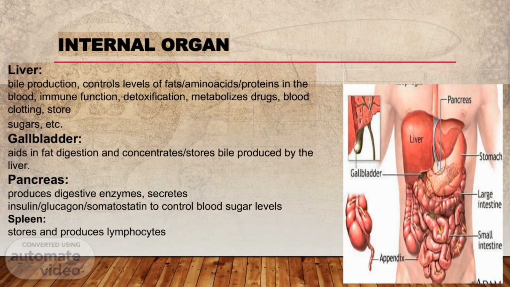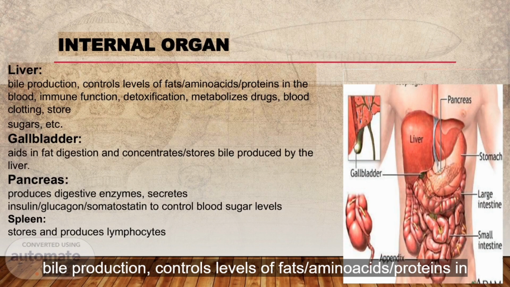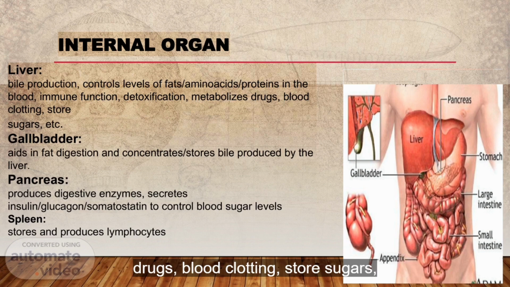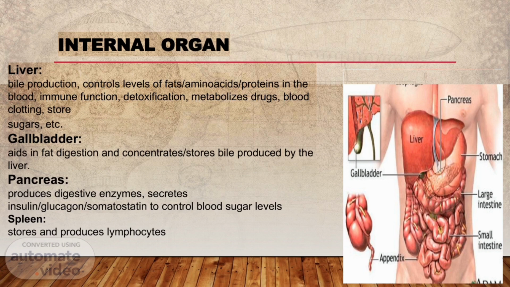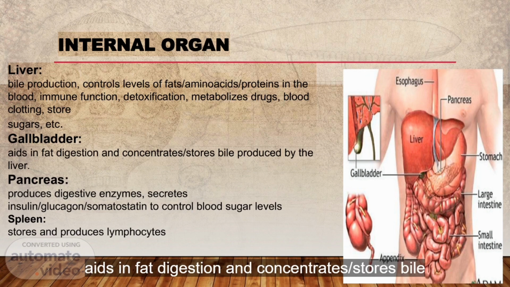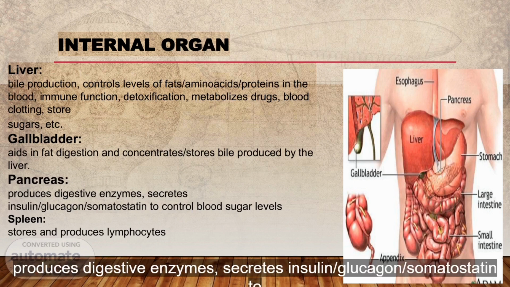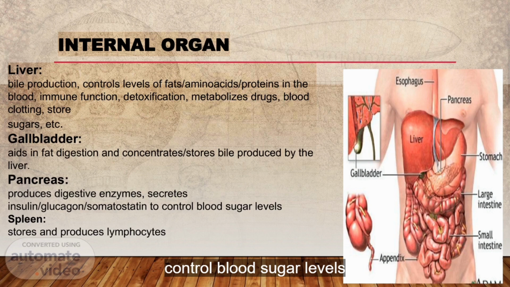Internal organs. Liver. Bile production, controls levels of fats, amino acids, proteins in the blood, immune function, detoxification, metabolizes drugs, blood clotting, stores sugars, etc. Gallbladder. Aids in fat digestion and concentrates and stores bile produced by the liver. Pancreas. Produces digestive enzymes, secretes insulin, glucagon, somatostatin to control blood sugar levels. Spleen. Stores and produces lymphocytes.